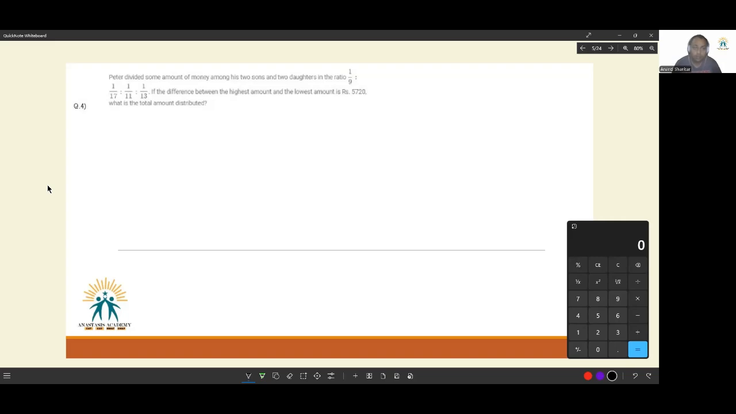Peter divided some amount of money among his two sons and two daughters in the ratio 1/9 is to 1/17 is to 1/11 is to 1/13. The difference between the highest amount and the lowest amount is 5720. What is the total amount distributed?